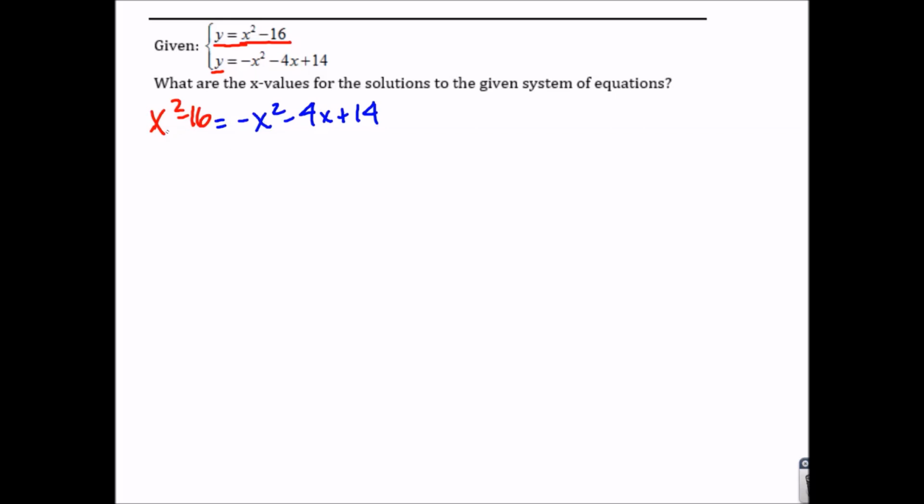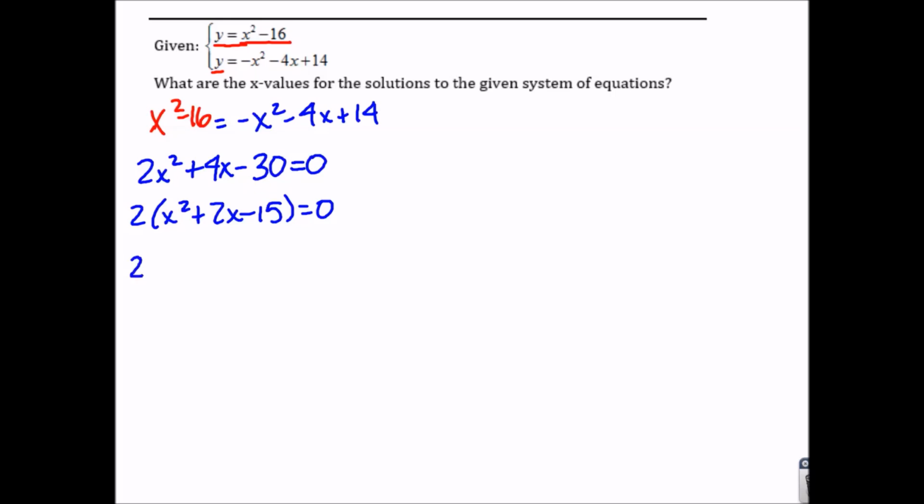If I add x squared, I end up with 2x squared. If I add 4x, I have plus 4x. And then if I subtract 14, I end up with minus 30. So I'm going to factor out a 2. Then I need to find two numbers that multiply to negative 15 and add up to 2, which are 5 and negative 3. So my x values are negative 5 and 3.